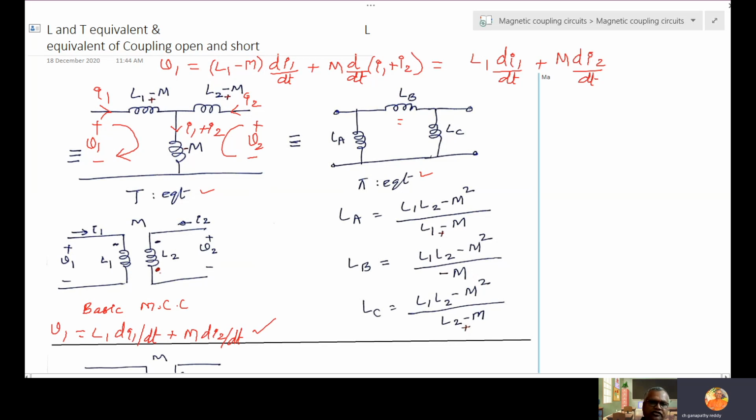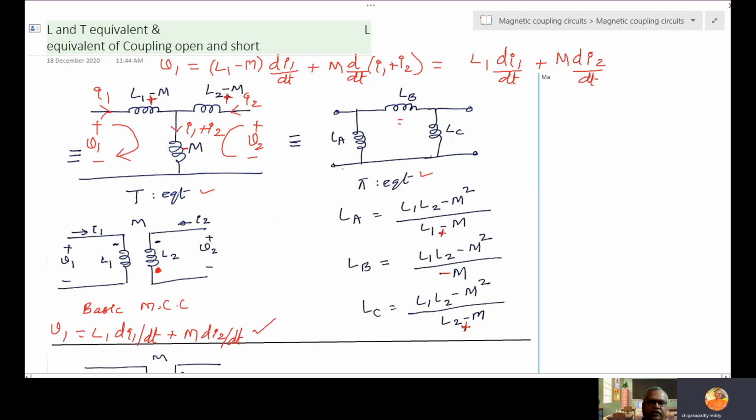If one dot is changing, then L1 minus M is changed to plus, L2 minus M changed to plus, and plus M changed to minus. The same way, this will become plus. This is again minus. This is plus. So these are the changes when one of the dots is disturbed. So this is the T equivalent and pi equivalent of the basic magnetic coupling circuit.